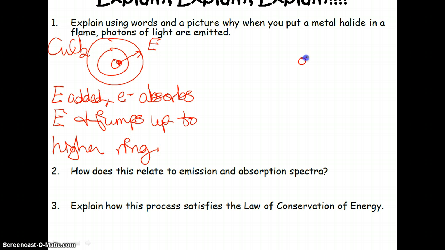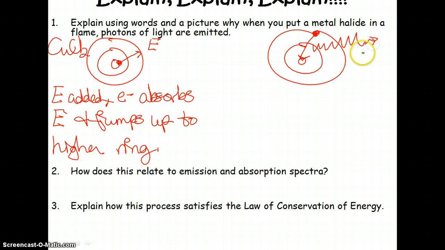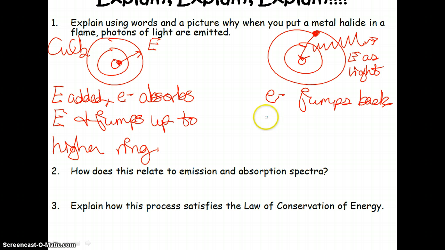Okay, and then over here, that same electron will jump back down, and when it does, it will let off energy in the form of light. Okay, so electron jumps back down and emits energy in the form of light.